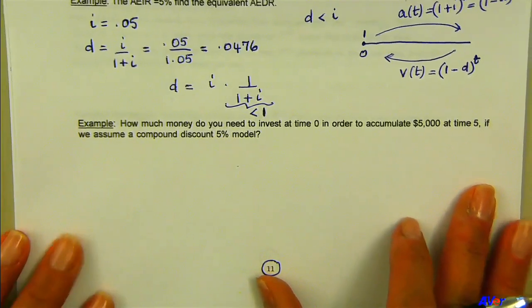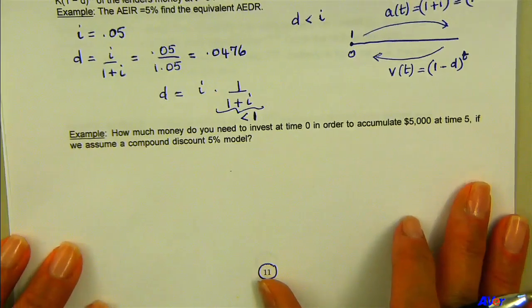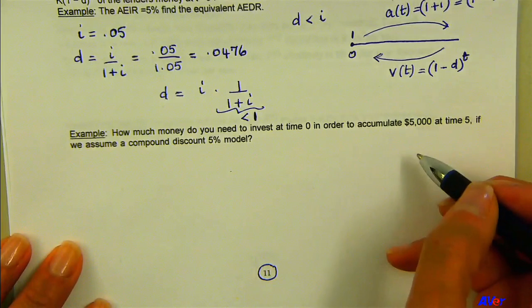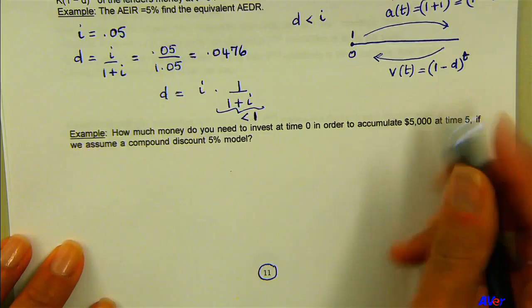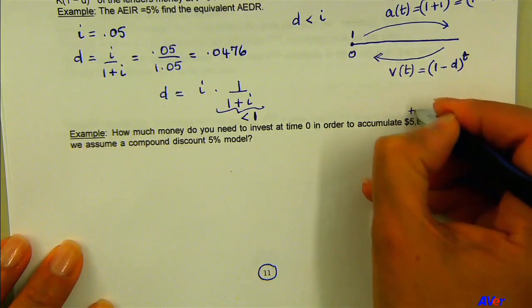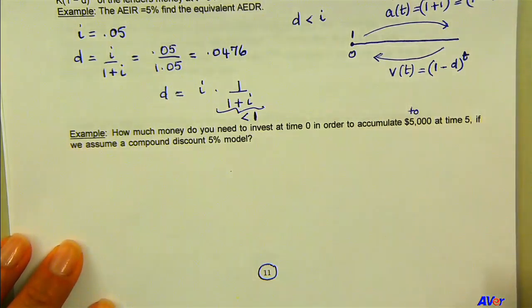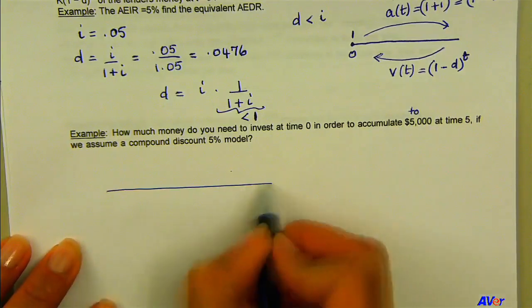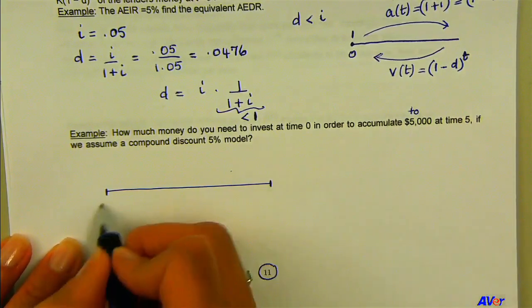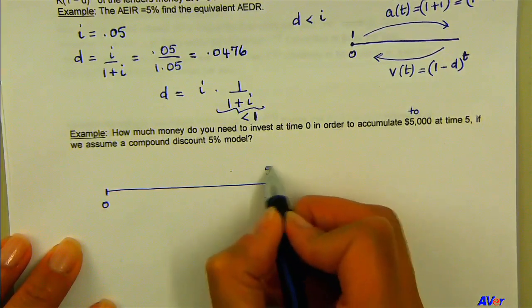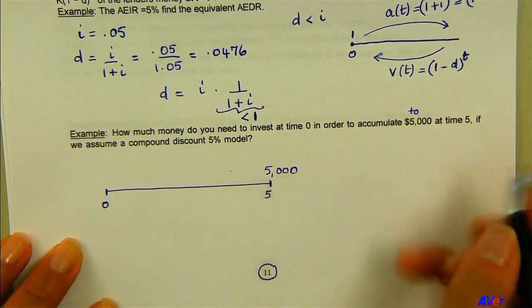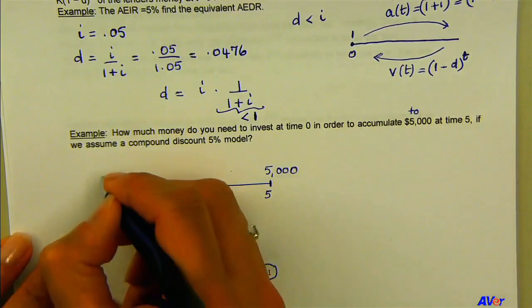How much money do you need to invest at time 0 in order to accumulate, this should say, 5,000 at time 5, if we assume a compound discount 5% model? So the question is, at time 5, you want to end up with 5,000 using compound discount. How much is x?